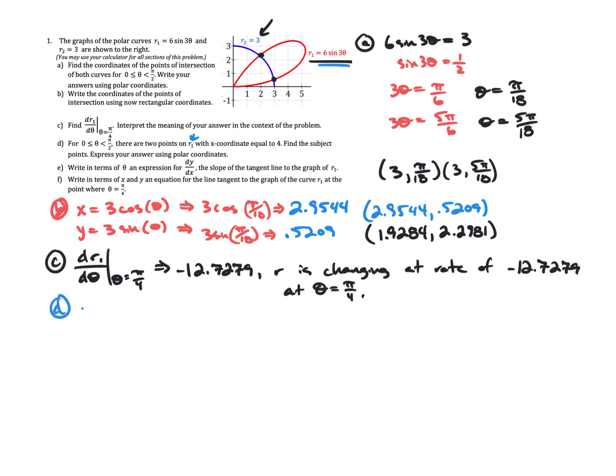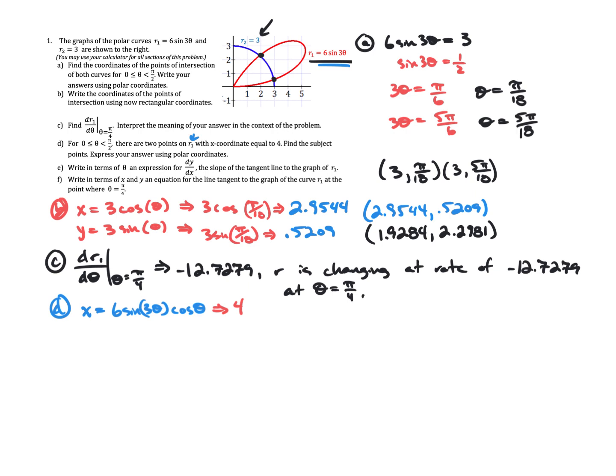So let's build what x is. What is x? It's r cosine θ, right? So what's my r? 6 sine of 3θ, and then times cosine θ. All right, so that's what x is. And what do I want to do with that? I want to set that equal to 4. All right, so on our calculator, what are we going to do? We're going to graph that.